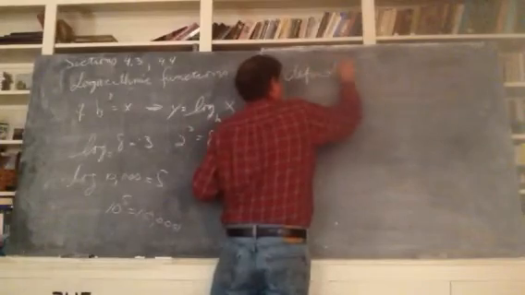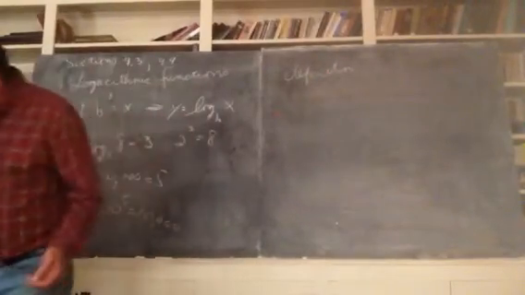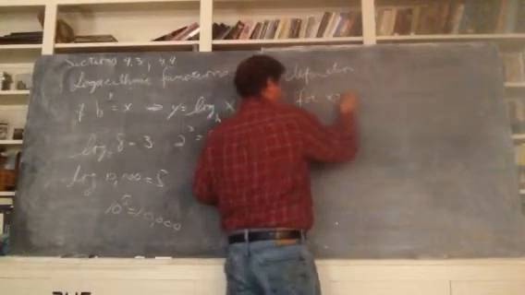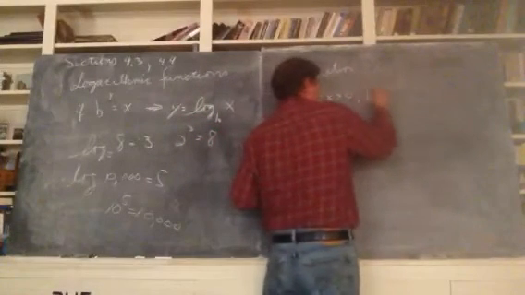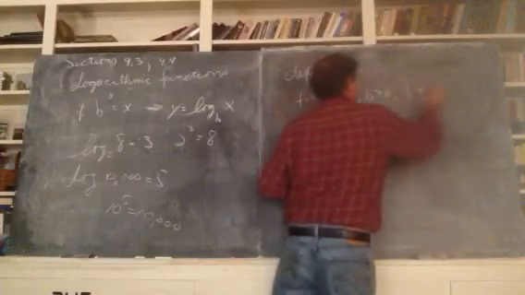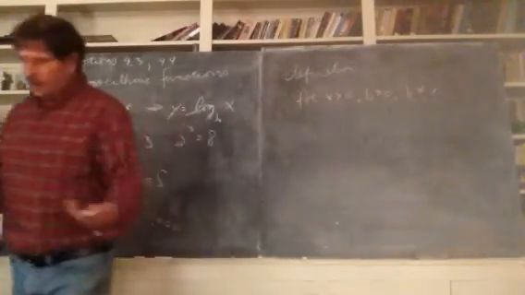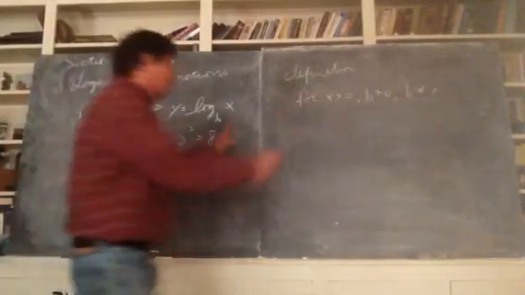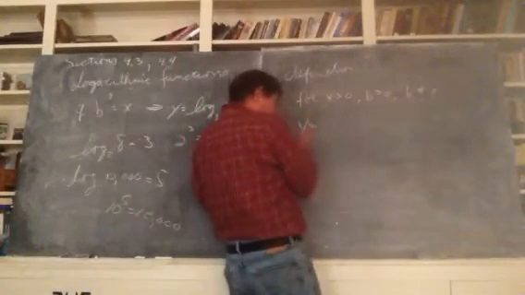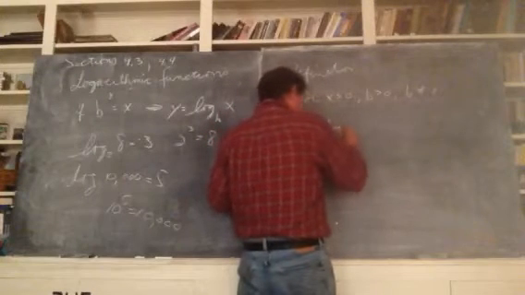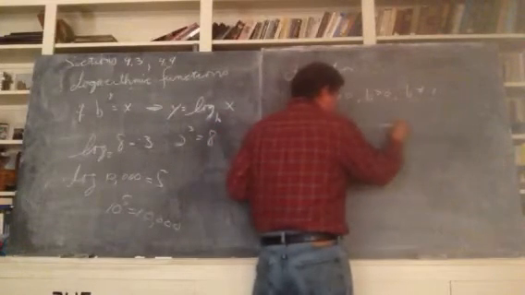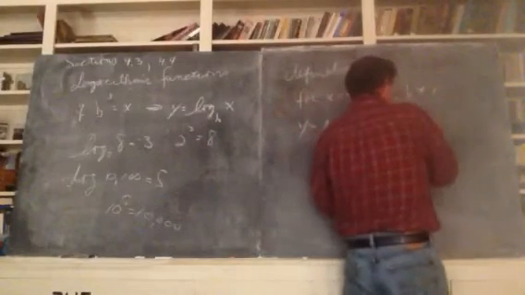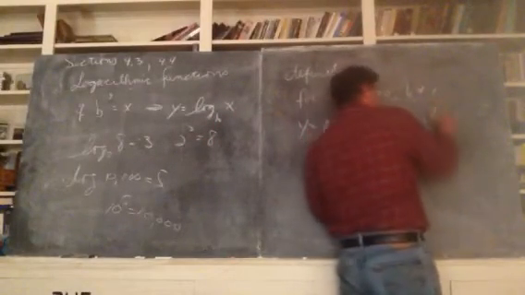Definition: if y equals log base b of x, well, there's a couple of restrictions. x greater than 0, I'm going to talk about that, b greater than 0, and b not equal to 1. 1 would be trivial and redundant. Then y equals log base b of x means, this is a definition, that b raised to the y power is x.